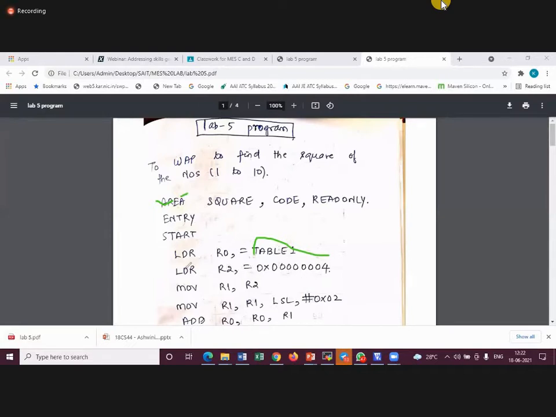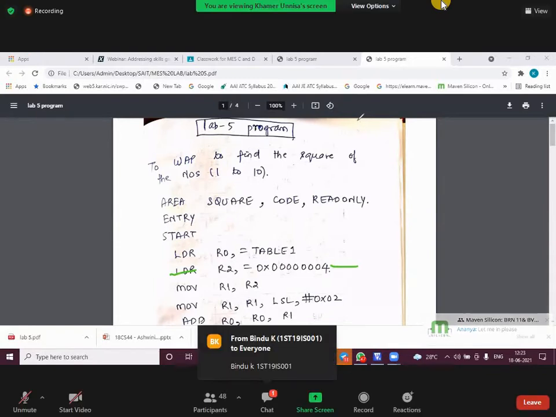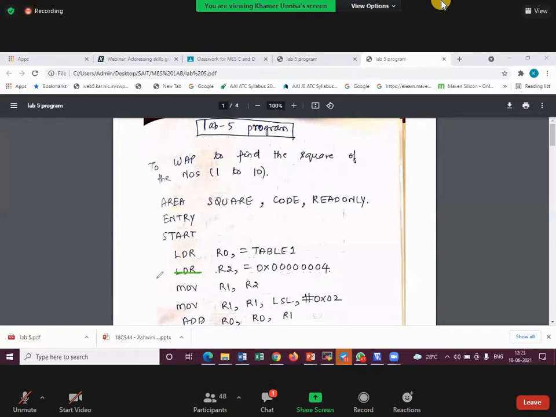Next, this is not okay. So my next instruction is basically, I'm actually interested to find out the square of the number 4. So what I should write here is MOV R2, 0x00000004. Here I have written LDR R2, so I actually have written the wrong instruction. You better write over here MOV R2. Here it should actually be MOV.